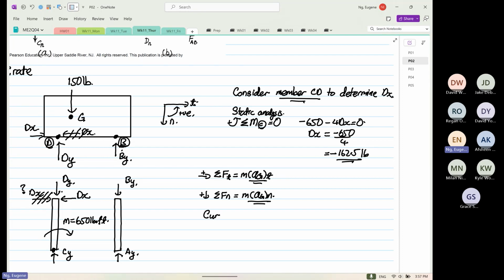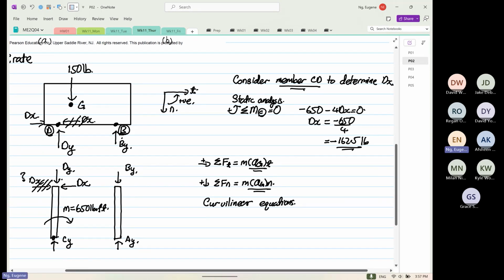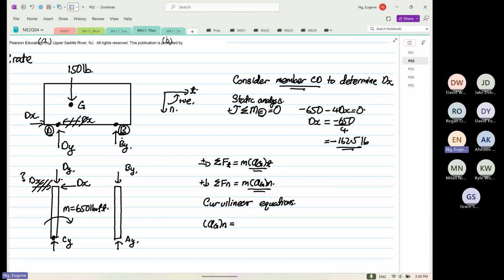So if we look at the curvilinear equation, what does it look like? So you have aGn will be equal to omega squared R. Does this look familiar? Yes or no? Then you have aGt is equal to alpha multiplied by R. Okay, so we just completed this in our term test.